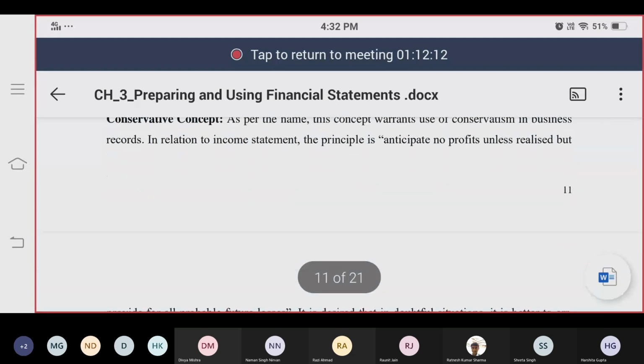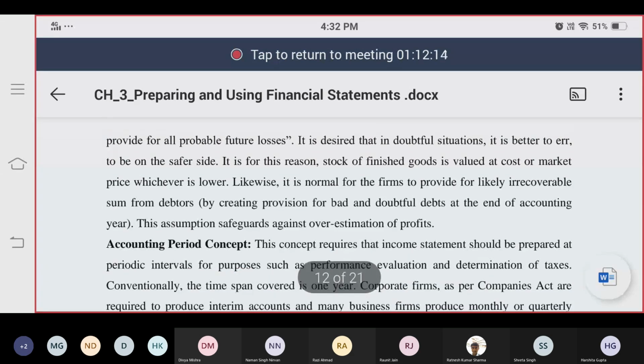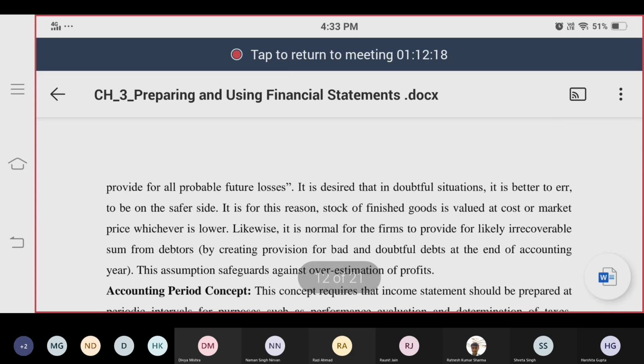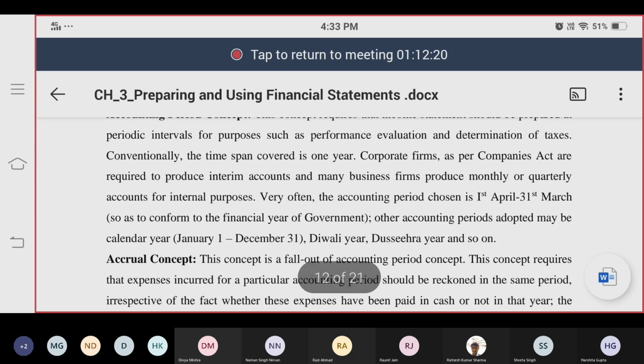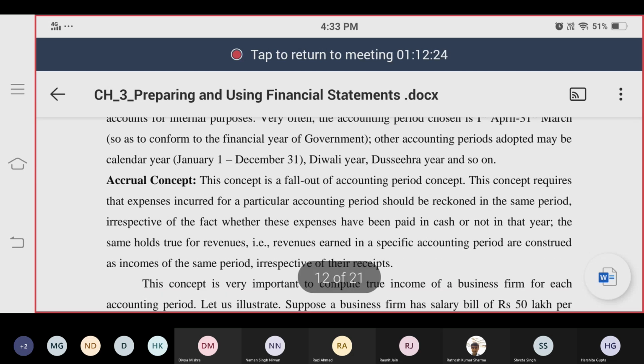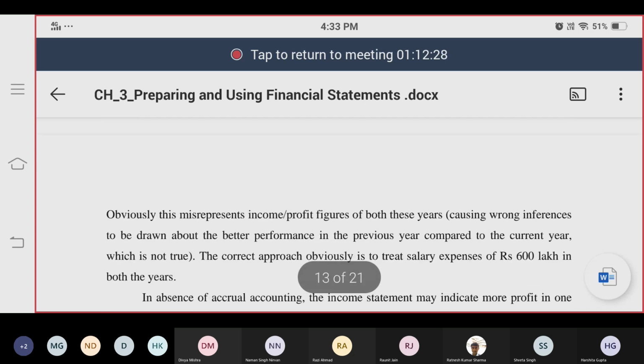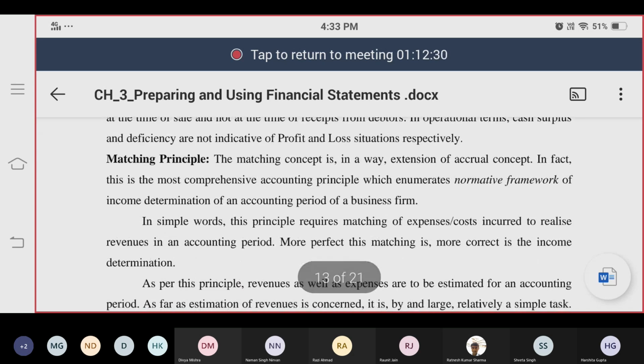Harshita, can you scroll down? Okay, conservative concept, accounting period concept, all this we have already done. Okay, so you can read it once again. The accrual concept. Okay, next. So all this we have already done.